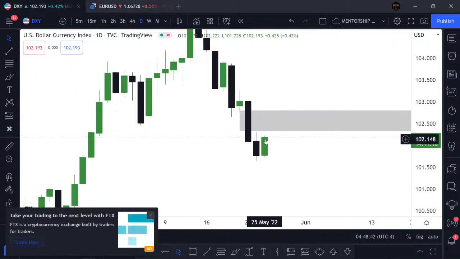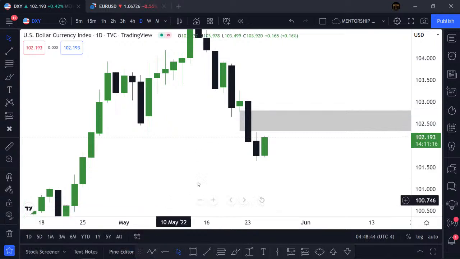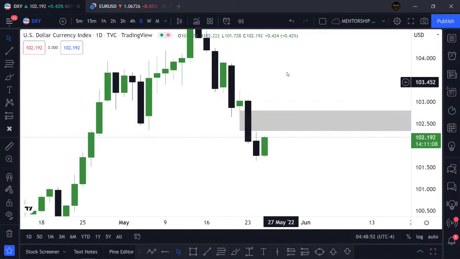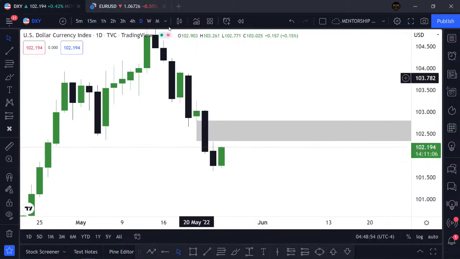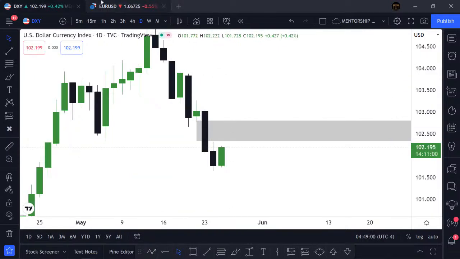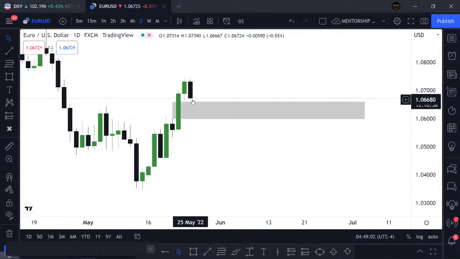Right here, what do we have? We have an imbalance on the euro dollar. We also have an imbalance on the DXY here. Now remember, if this one trades higher, you look for opportunities to go short here. But this is the only thing I'm looking for.